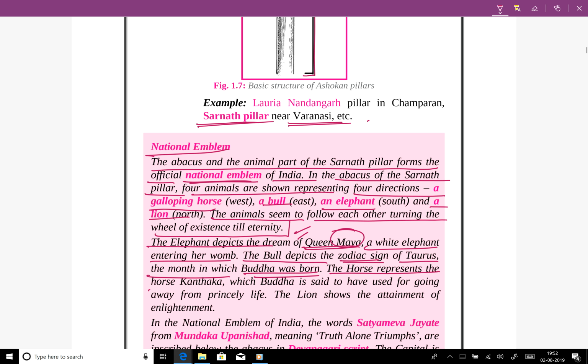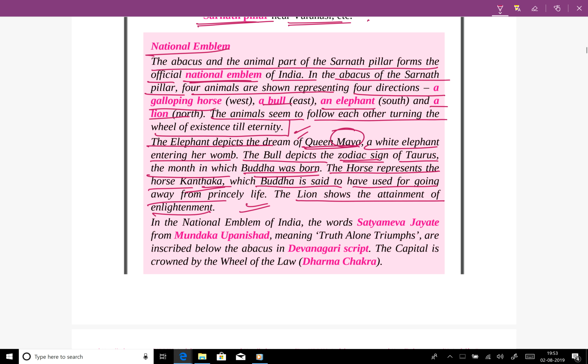The horse represents the horse Kantaka, which Buddha is said to have used for going away from princely life. The lion shows the attainment of enlightenment. In the national emblem of India, the words Satyameva Jayate are from the Mundaka Upanishad.